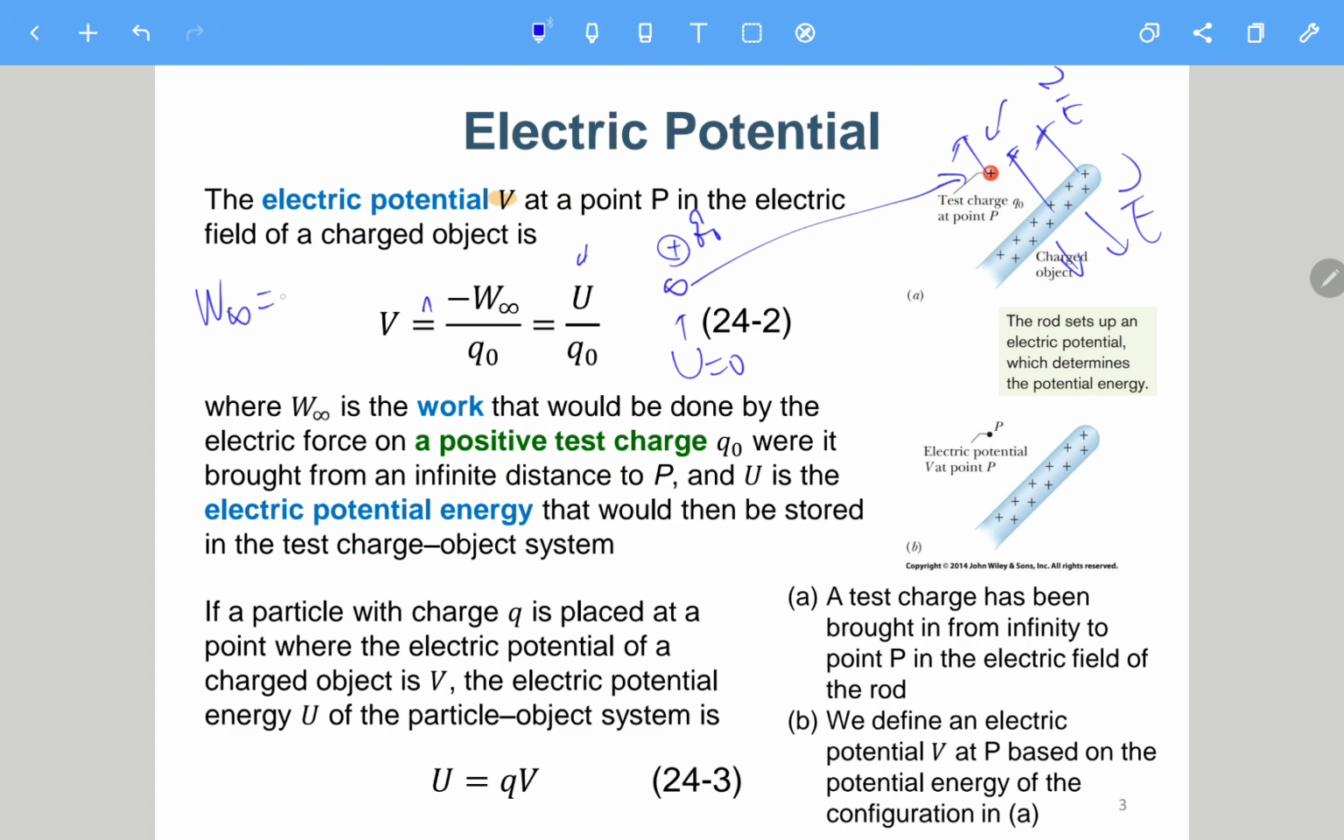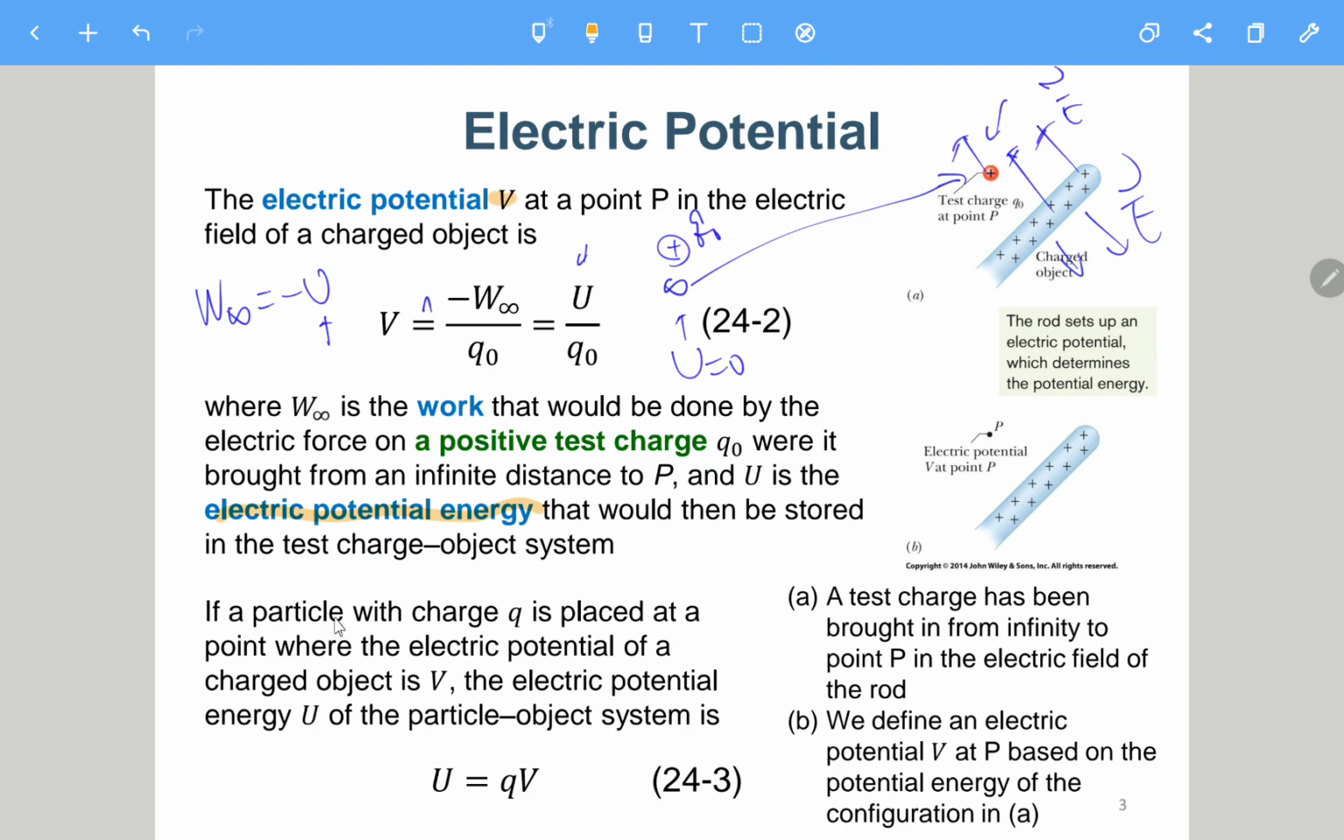W infinity will be negative U. U is the potential energy. Okay, we have not defined what potential energy is yet. We are actually defining electric potential. This is electric potential energy. Okay, they are different things. So where it is brought from infinity, and U is the electric potential energy that would then be stored in the test charge object system. Okay, so stored in this system.